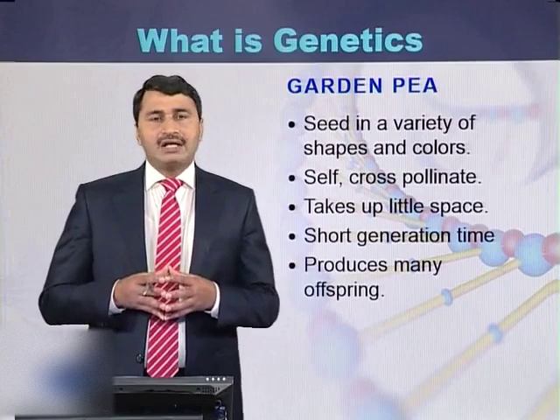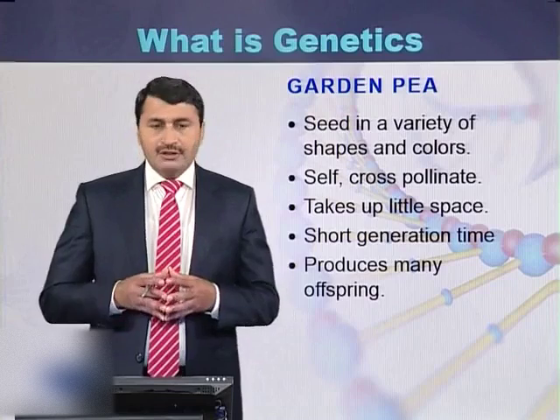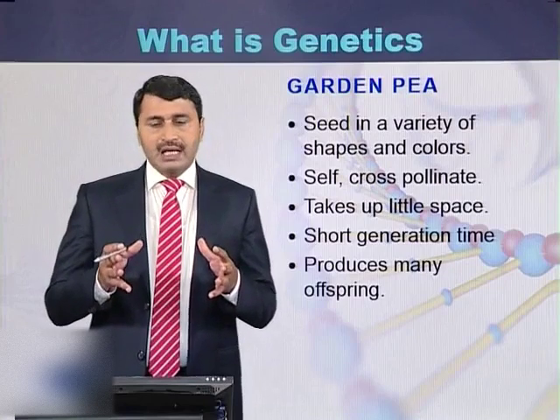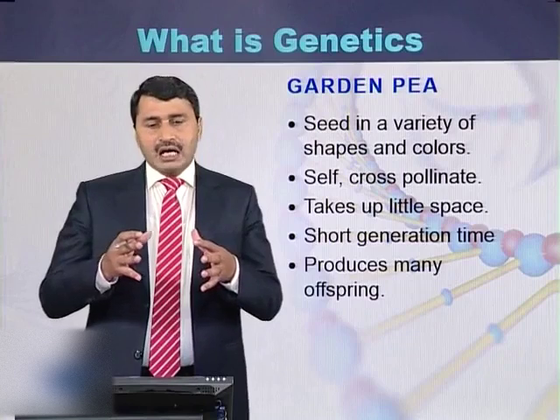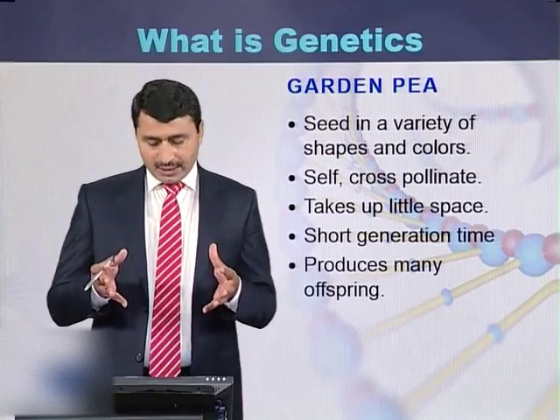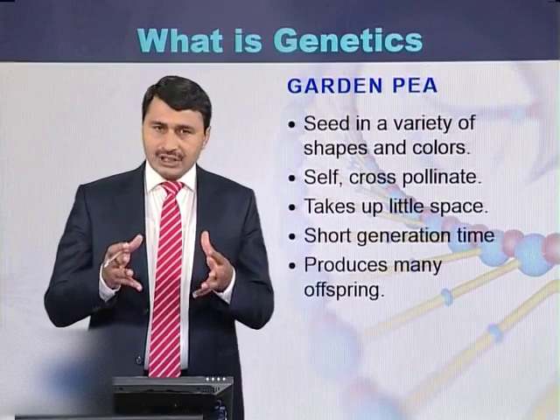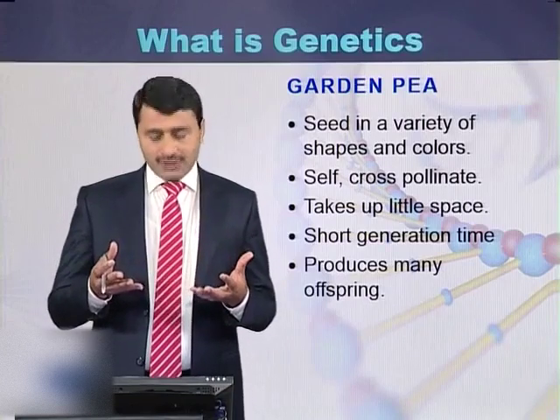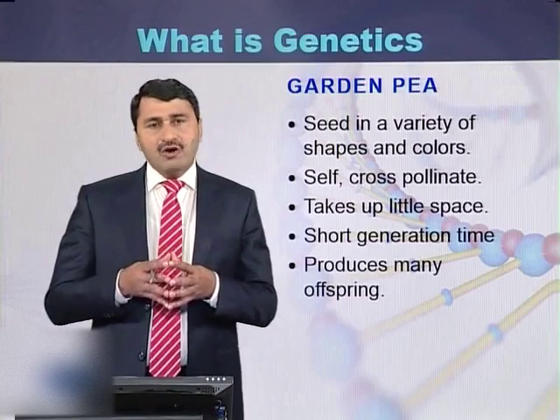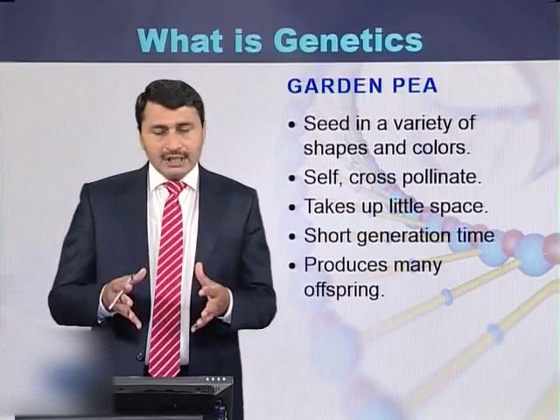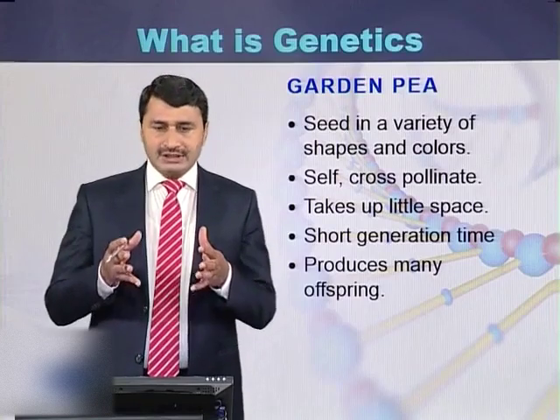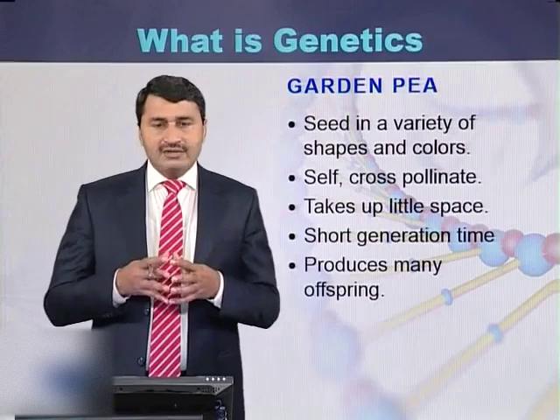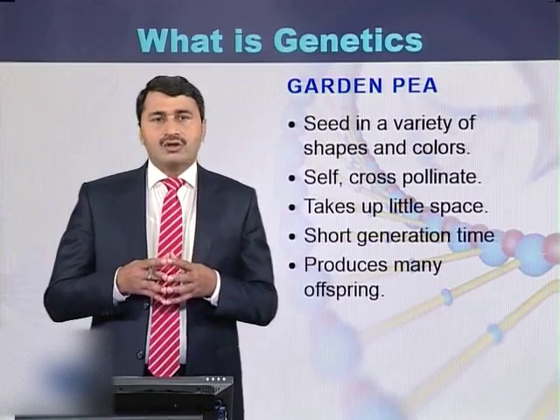The seed of the garden pea is available in many varieties. Usually this plant self-pollinates as well as cross-pollinates. This plant takes little space, meaning one can grow it within a little space. It has a short generation time, meaning within 2 to 3 months one can grow it and get the seeds. This plant produces many offspring at a time. So there are many characteristics that helped Mendel in performing the experiments as well as in formulating his laws.